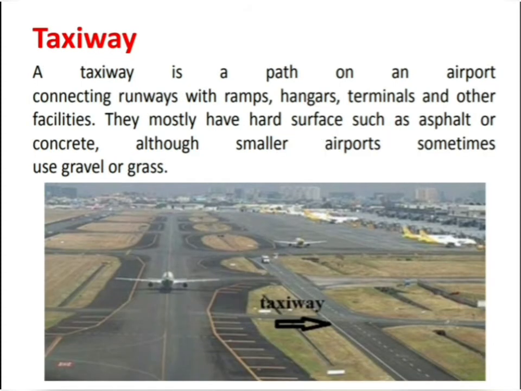A taxiway is a most important component of the airport. A taxiway is a path on an airport connecting runways with ramps, hangars, terminals, and other facilities. They mostly have a hard surface such as asphalt or concrete. Smaller airports sometimes use gravel or grass. Mostly the taxiway is a path provided to connect two runways, or to connect the apron to the runway. Taxiways are provided for taxiing of the aircraft within the airport.